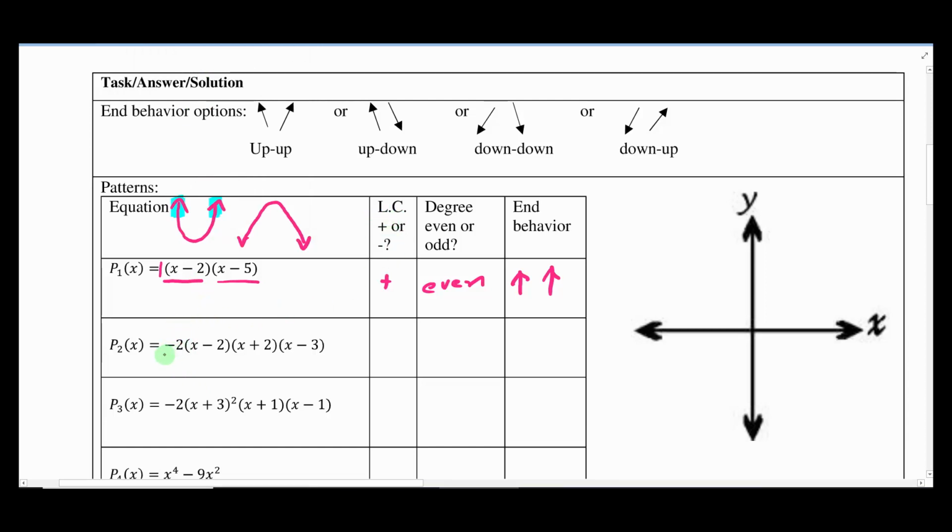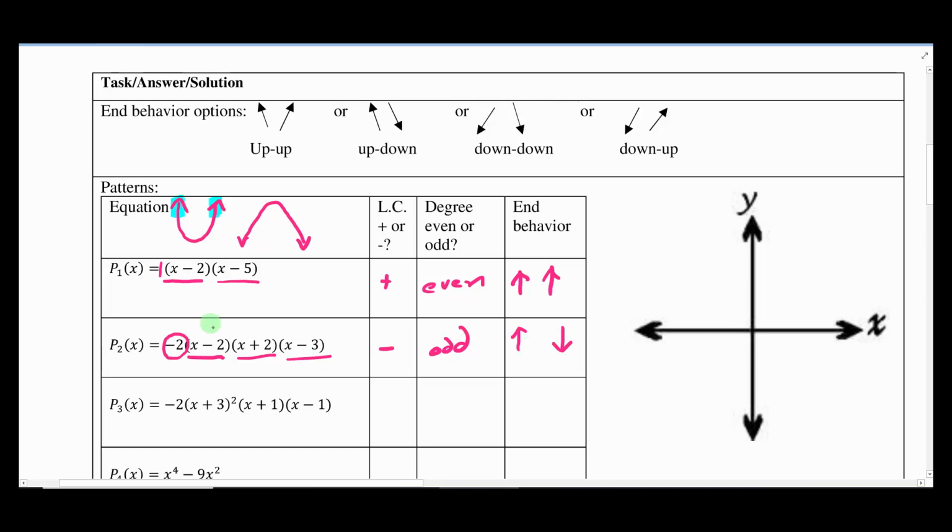So if I'm looking at the leading coefficient for this one, the number out front of the parentheses here is a negative 2. So we have a negative leading coefficient, different from the first one. And notice that we have 1, 2, 3 factors, which would indicate an odd degree polynomial. Okay, so this is a negative odd, and when we have a negative odd polynomial, we are going to have an up-down end behavior. So this is going to go up on the left and down on the right.